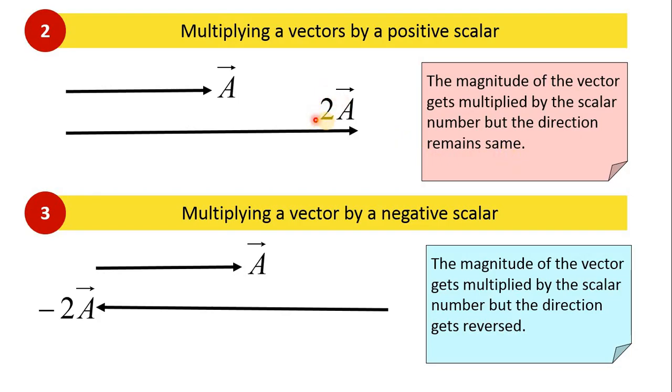If suppose we had multiplied with 3, then the length of this vector would become 3 times that of the A vector. What happens if you multiply with a negative number? It's -2. You see, direction got reversed. The magnitude of the vector gets multiplied by the scalar number. That means here the length has become double only. This we multiply by 2. So length becomes double. But because of this minus sign, direction gets reversed. So the magnitude of the vector gets multiplied by the scalar number, but the direction gets reversed.